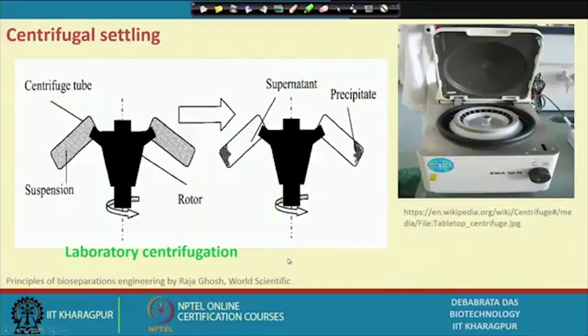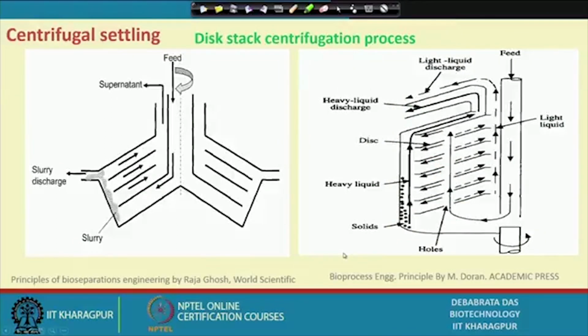Now this is how the centrifugal thing works. When you centrifuge, the liquid will be close to the center, and your solid material will be at the periphery. The result comes out like this. This is how the solid separation takes place in the centrifuge, and this is the kind of lab centrifuge we use in our lab. This is the disc stack centrifuge machine. We have different discs. Here you can see how the solid material accumulation takes place.